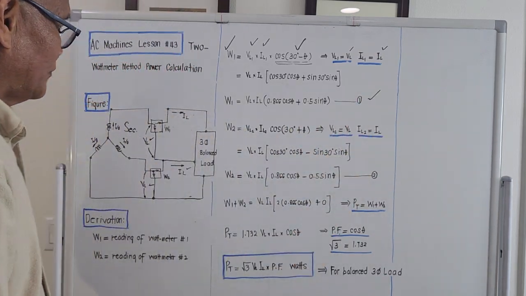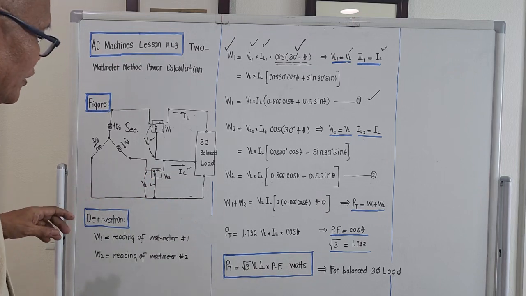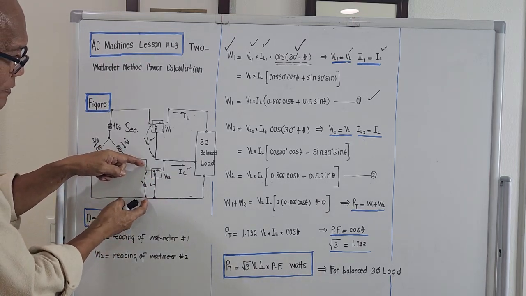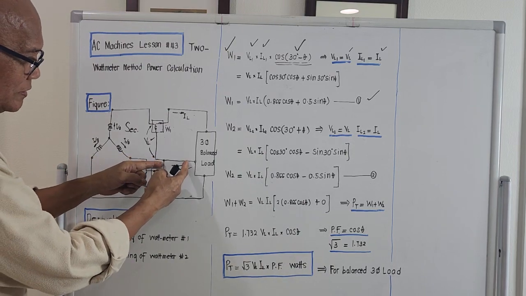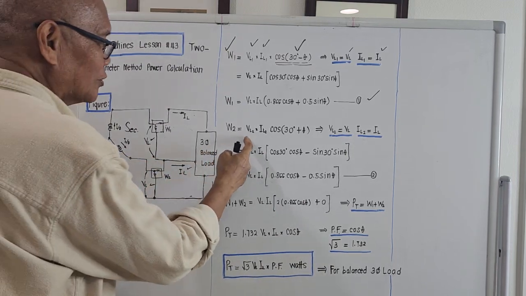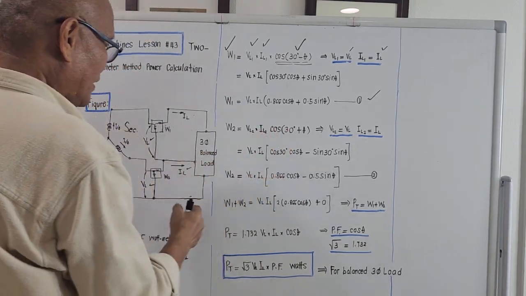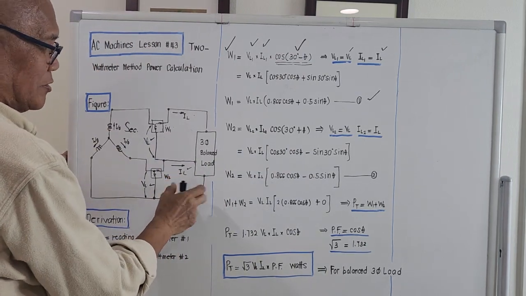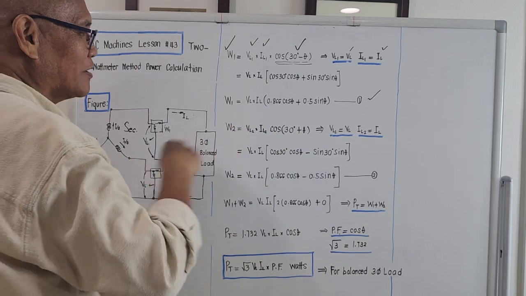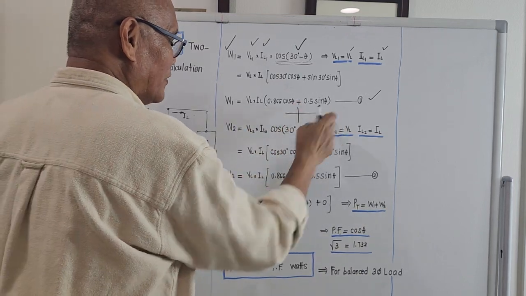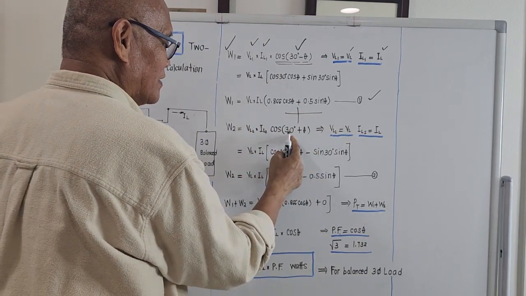Alright? For the reading of wattmeter number 2, it should be the product of the voltage passing through its voltage coil times the current passing through it. It will still be VL2, IL2, cosine of... For the second one, we derive this cosine of 30 degrees plus theta. This actually emanates also from the vector diagram. This one. Right?